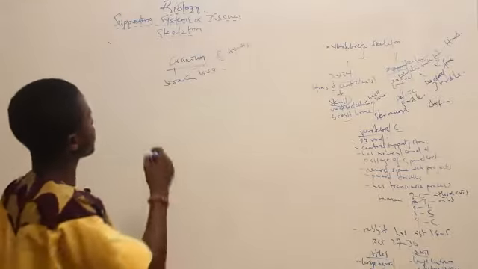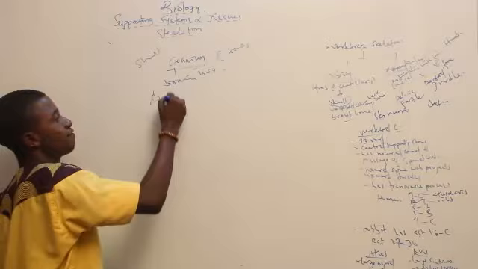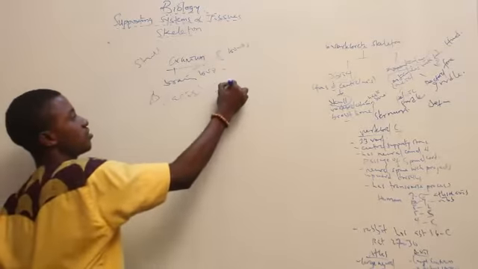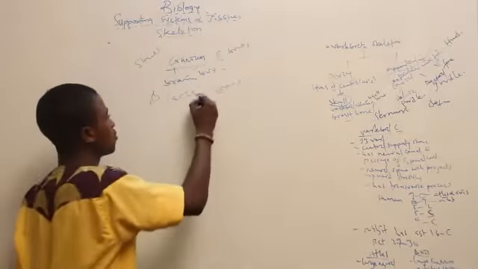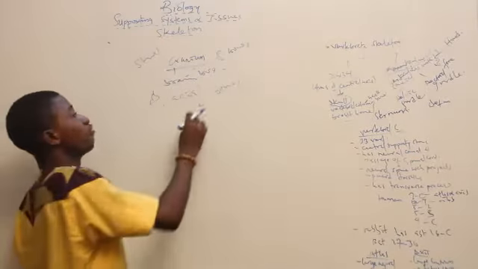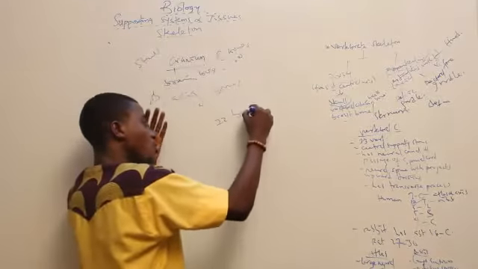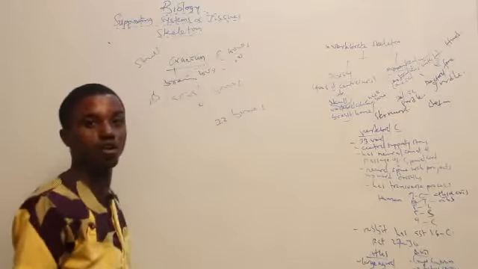Now aside from the cranium, the skull also has facial bones. The skull has 14 facial bones. So 14 plus 8 is 22. So the skull has a total of 22 bones.